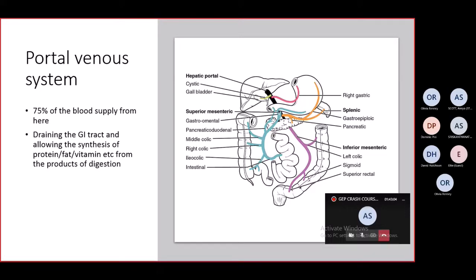It's also really important because this diagram doesn't really show it, and I apologise for that, but you also get a venous supply from your esophageal veins that are up here.